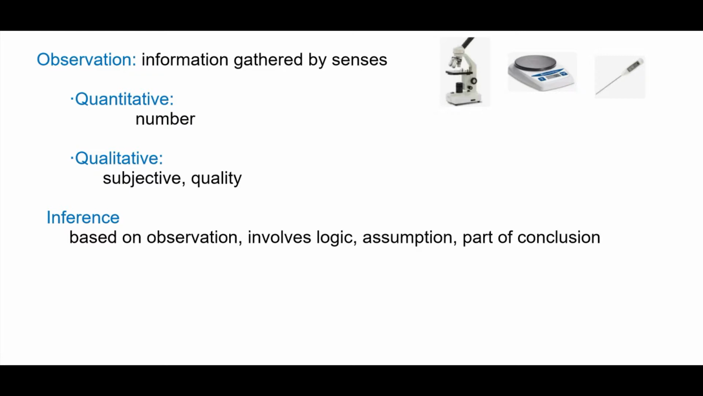But remember, quantitative, quant means number. And you're probably familiar with those two, but something that may be new to you is inference. And an inference is different from an observation. You use the observation, but you also use your logic and your prior knowledge. And this is an assumption or part of a conclusion.